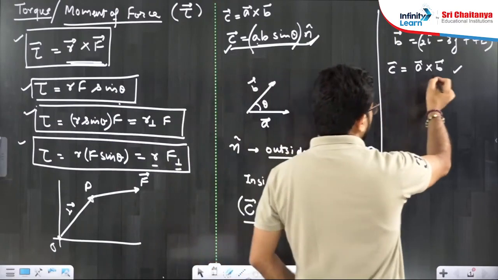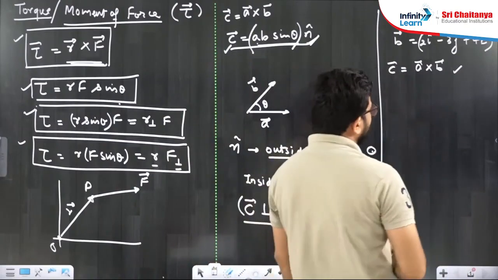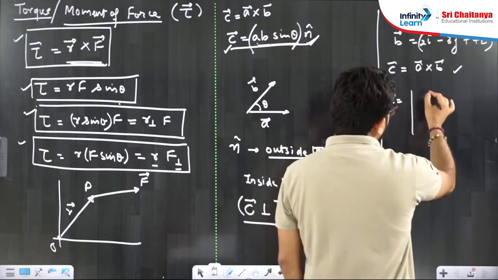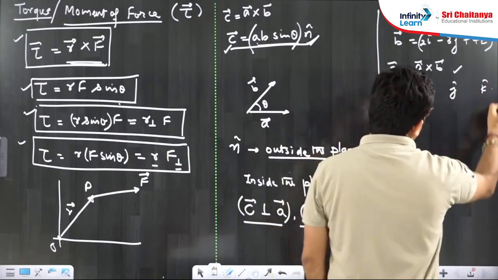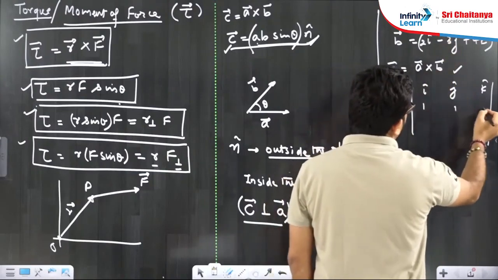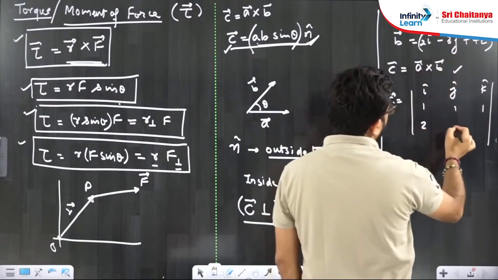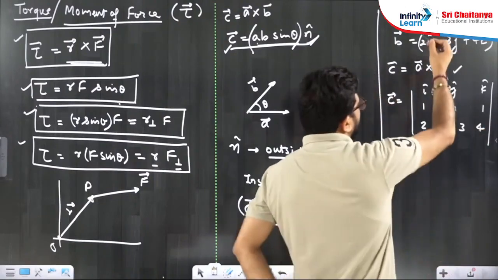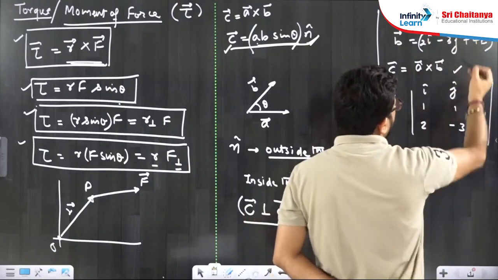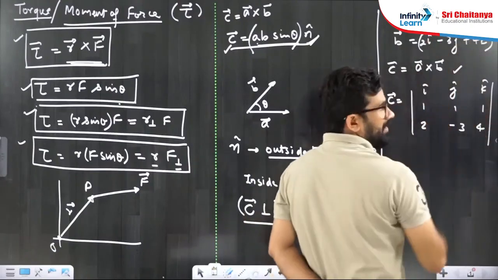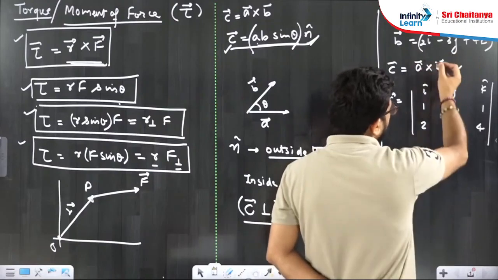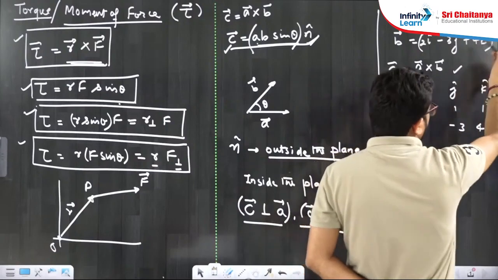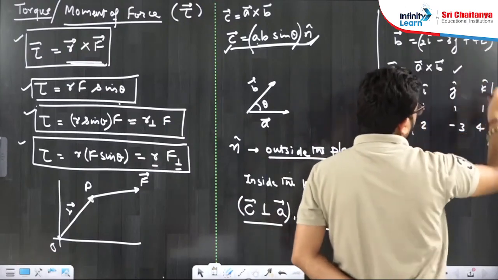Okay, now listen. C is equal to A cross B, and we have to apply the determinant method. So the C vector would be the determinant with I cap, J cap and K cap. I am putting 1, 1, 1 for A and 2, minus 3 and 4 for B. We write only the coefficients: I is 1, J is 1, K is also 1. The A vector we write first, then the B vector: 2 is the coefficient of I, minus 3 is the coefficient of J, and K is 4.